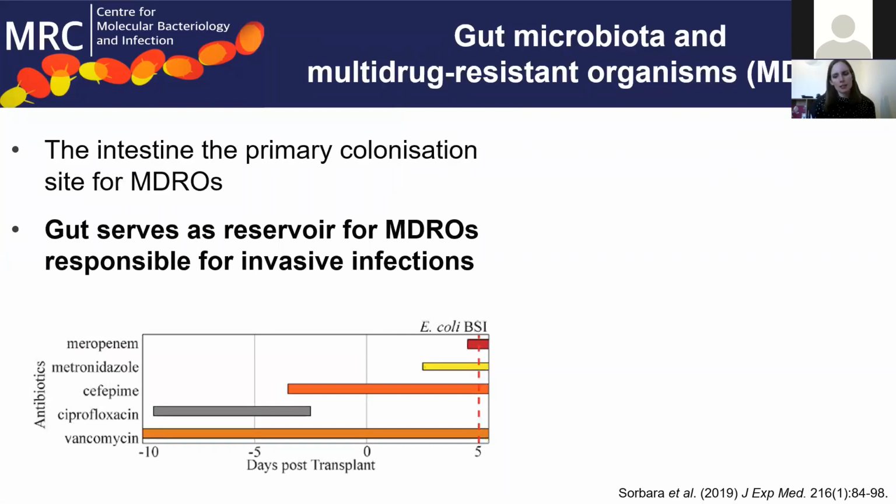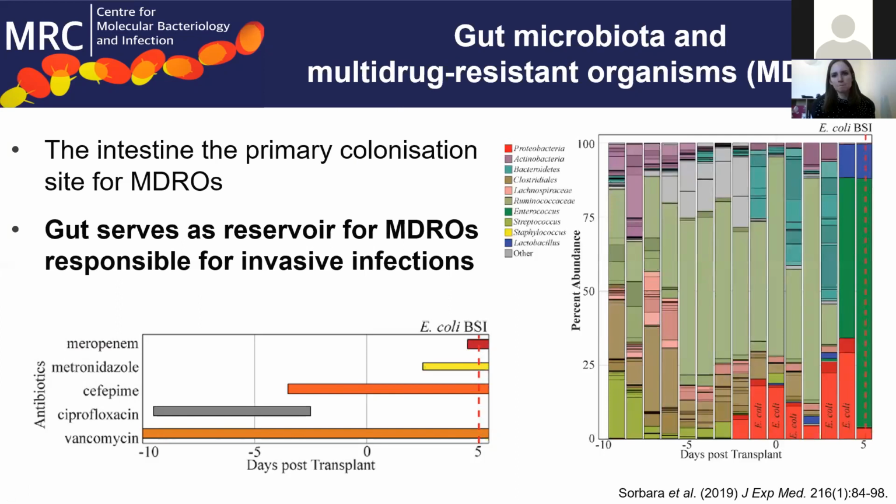So this paper here by Sorbara and colleagues had a really nice example of a patient that developed multidrug-resistant bacteria in their gut and also a bloodstream infection. So this figure down here is just showing you the course of antibiotics that the single patient had gone on in the 10 days leading up to stem cell transplant and the 5 days following. It's on the 6th day that they had developed this E. coli bloodstream infection. So you can see they were on quite a bit of antibiotics, a lot of broad spectrum antibiotics. So we can imagine that would have a big impact on their gut microbiota. And here's what they saw.